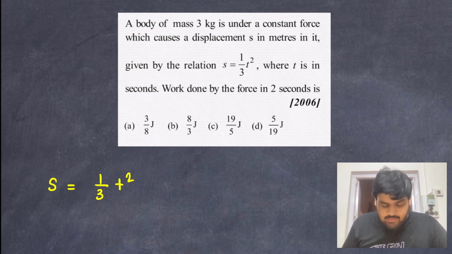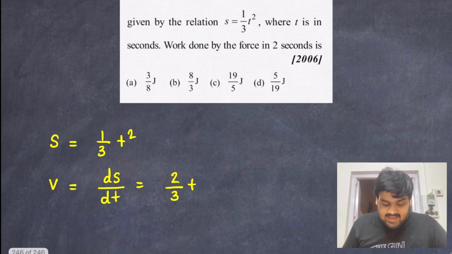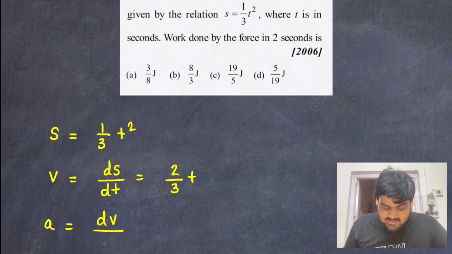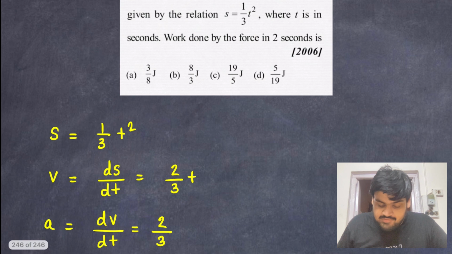Okay, so what will be the velocity of the particle? It is nothing but the rate of change of displacement with respect to time, so that is ds by dt. So that means this will be 2 by 3 t. Right? Now what will be the acceleration of the particle? Acceleration is nothing but the rate of change of velocity, right? So that means dv by dt. So we find that the acceleration of the particle is constant and it is nothing but 2 by 3 meter per second square. Okay, so we need to find the work done by the force in 2 seconds.